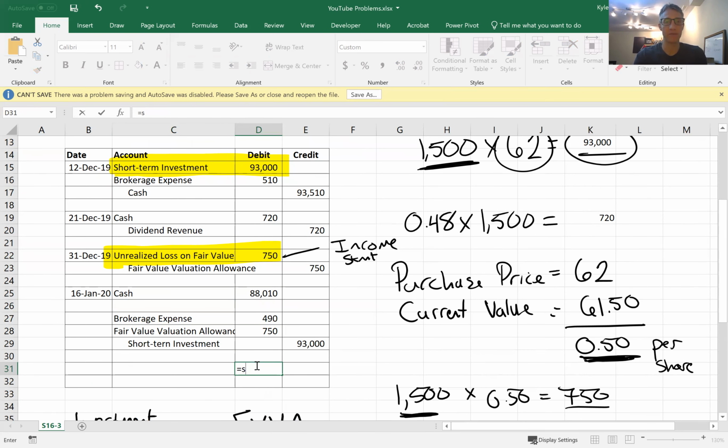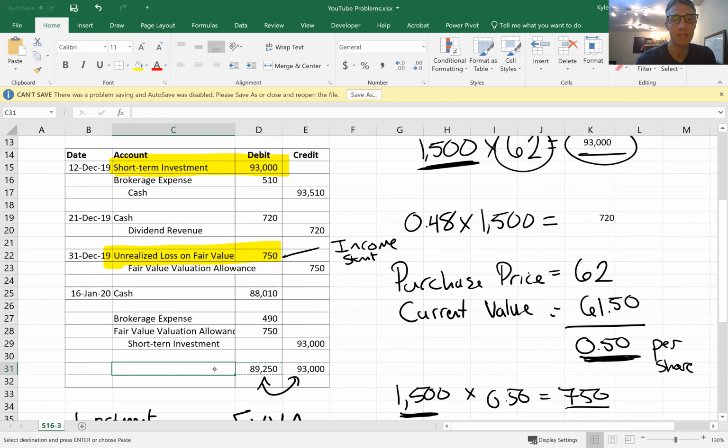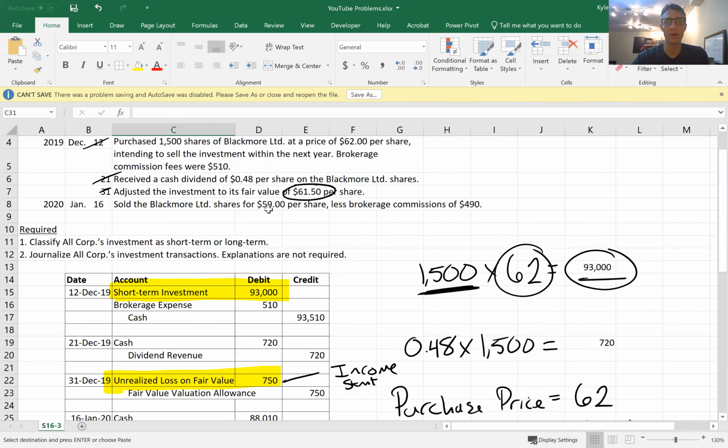If I were to do this and sum up my debits and my credits here, I've got a problem. My problem is that my journal entry doesn't balance. It doesn't balance because we sold it at a loss, right? We sold it at $59. But our balance sheet last year says that it was worth $61.50. So we experienced another loss on it, $61.50 minus $59. And this is going to be what? $2.50 per share is lost on this transaction.